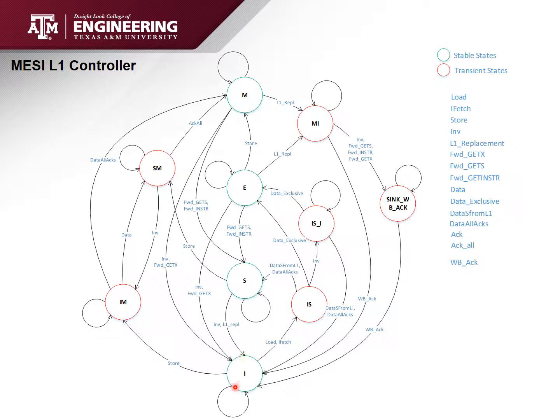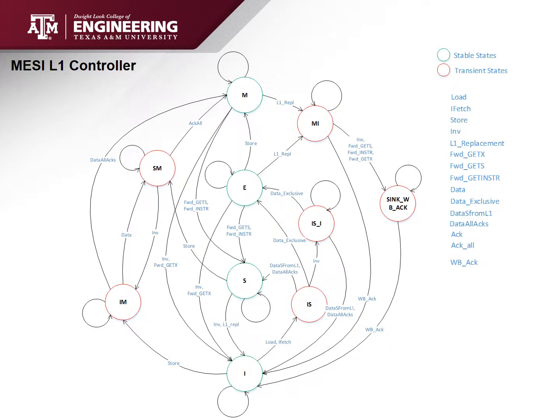I corresponds to invalid. S corresponds to shared, which means two or more cache blocks have the same data in clean state. E means exclusive, which means only one cache has the data block, which is in clean state. And M means modified, which means exactly one L1 cache has the data and the data block is dirty. So this is the basic description of the state diagram for MESI.